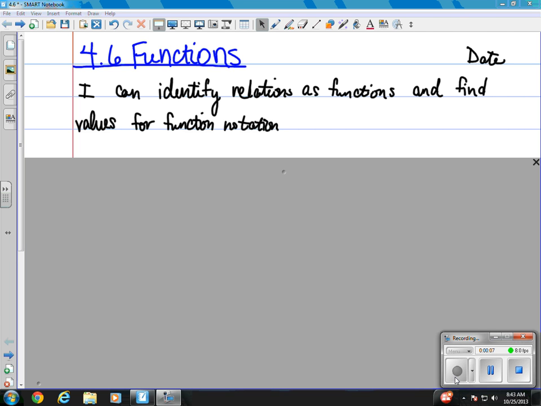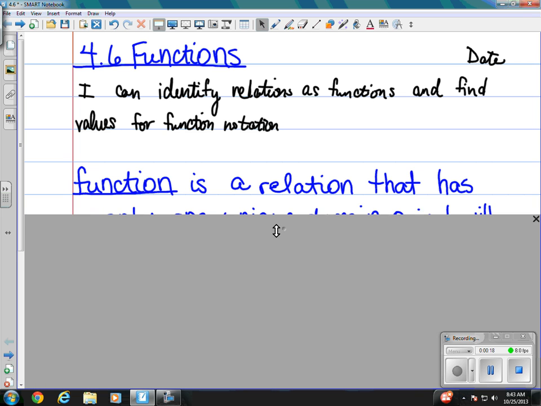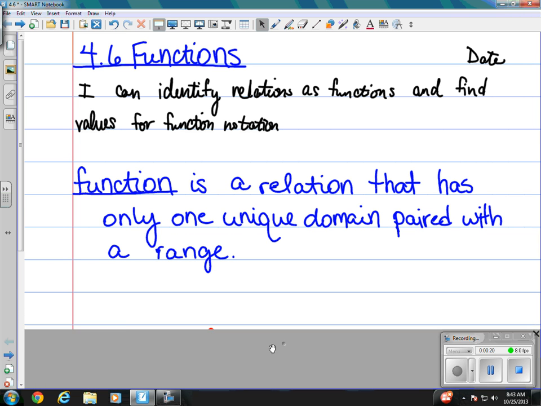And our target for the lesson is that I can identify relations as functions and find values for function notation. So to begin our vocabulary, we have function. A function is a relation that has one unique domain paired with a range.